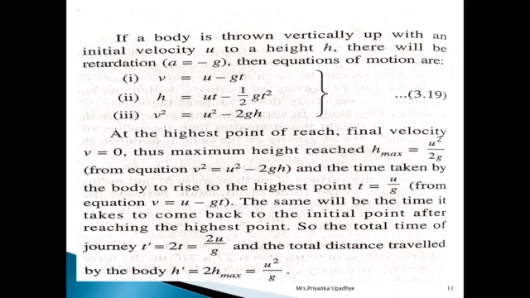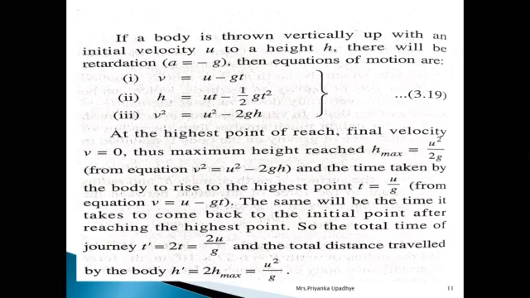If a body is thrown vertically up, then what happens? The velocity of the body will become zero, and height will be h. Okay, if a body is thrown vertically up with an initial velocity u to height h, there will be retardation because the body is going up. It means there will be a retardation in the body. So a will become minus g.